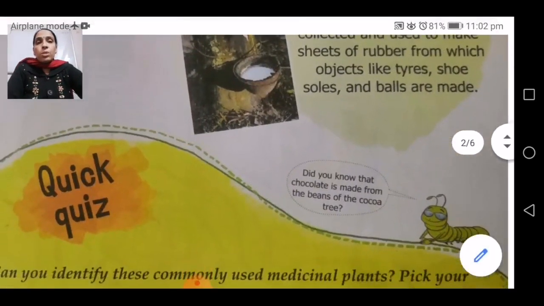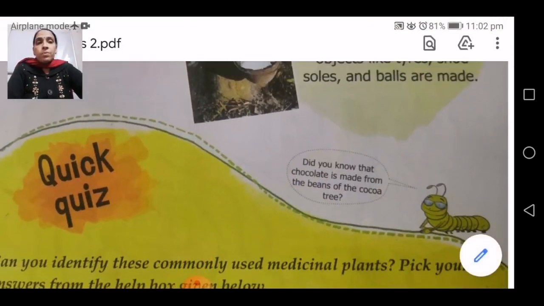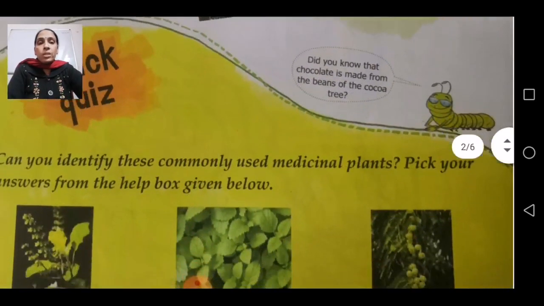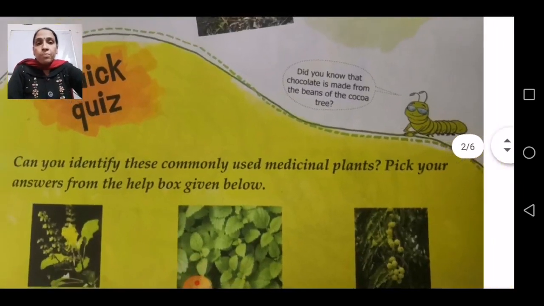Now we'll come to the quick quiz. What is the quick quiz? Did you know that chocolate is made from the beans of the cocoa tree? Yes, we know that. Fine.